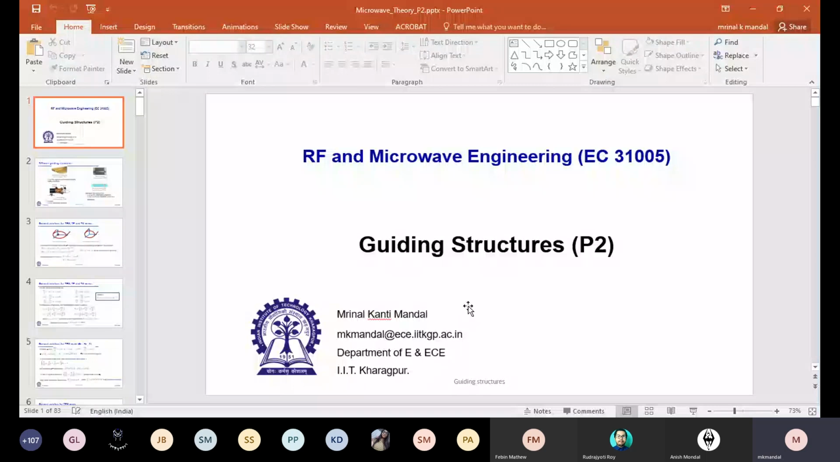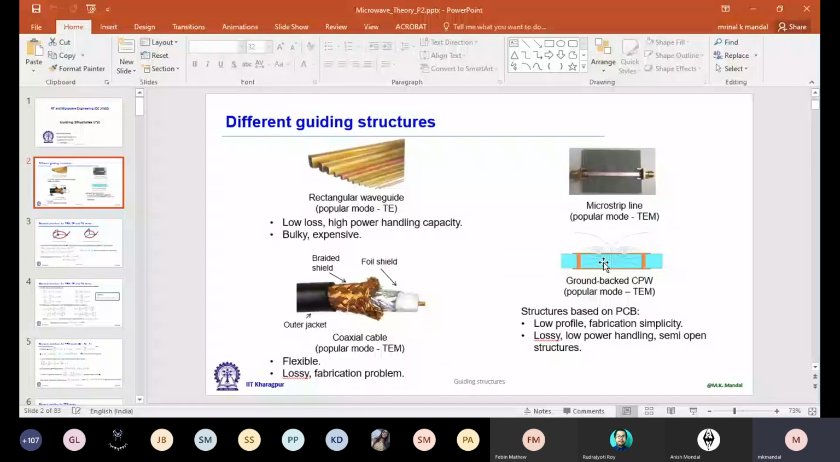Here we are going to learn about different guiding structures. Now, I am showing some of the popular guiding structures. One is the rectangular waveguide, and then in PCB technology, the microstrip line and CPW line, and another category is the coaxial cable. Our target is to find out the electric field and magnetic field distribution inside the guiding structures and define different modes and their characteristics, so how they behave in time and space.